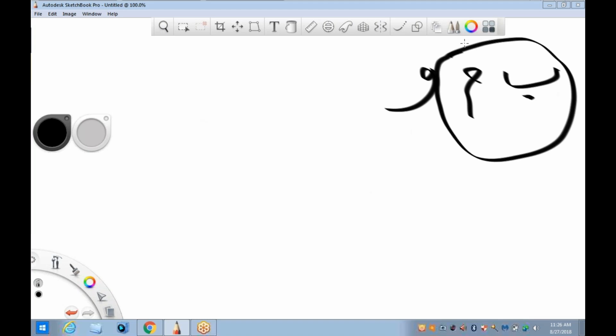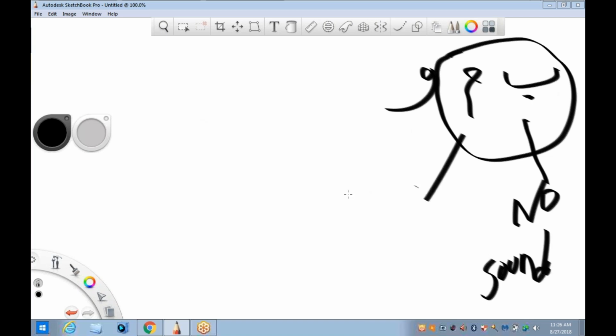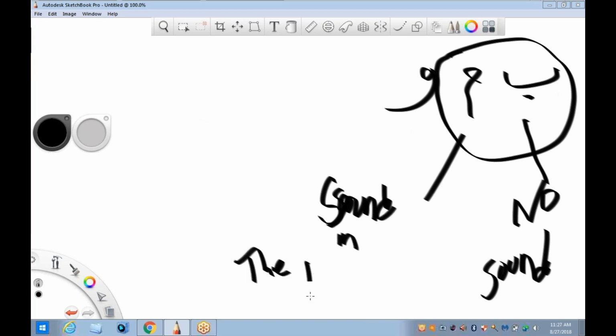Now let's look at the sound. The ba, no sound. The mim has sound, but where's the sound? In the khayshum. Sound in the khayshum. The mim.